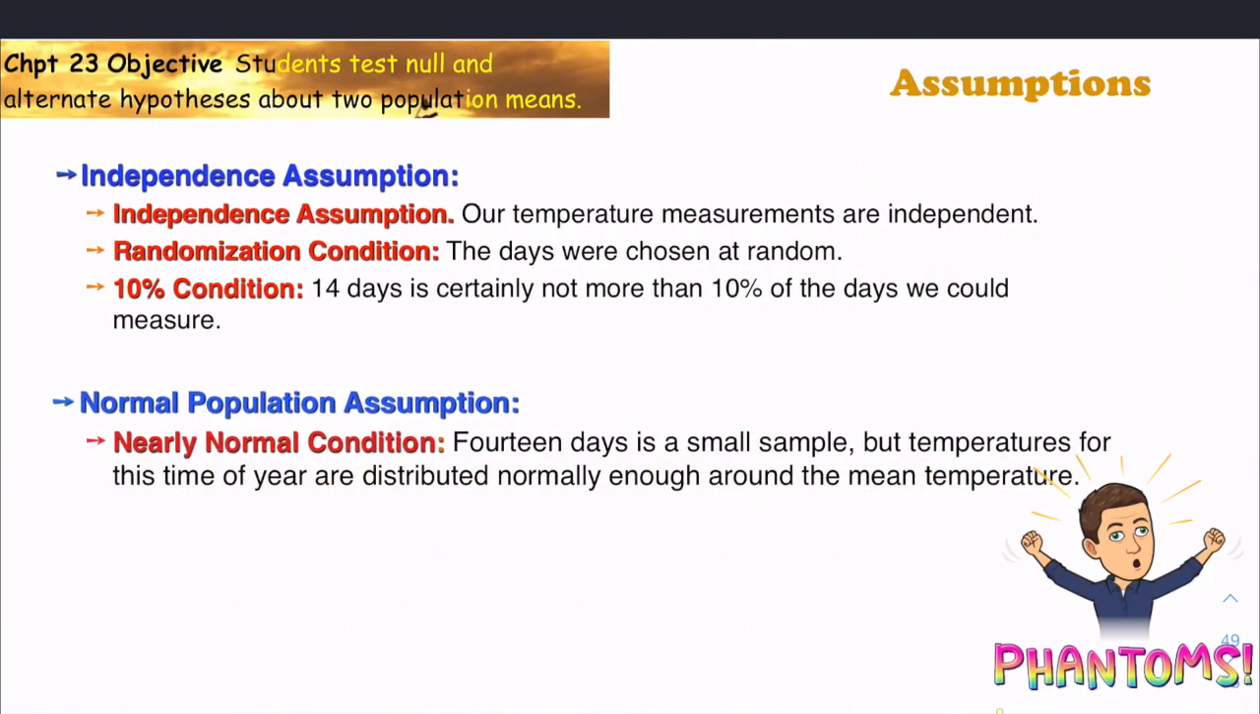So let's run through our assumptions and conditions. Our independence assumption: we can see that our temperature measurements are independent. Our randomness condition: the days were chosen at random. And then our 10% condition: 14 days is certainly not more than 10% of the days we could measure. Next, we're going to check the normal population assumption and see if we are nearly normal.